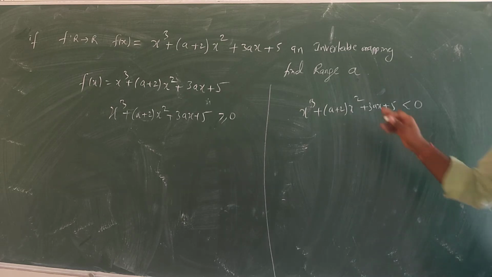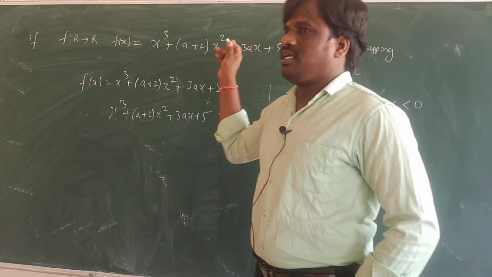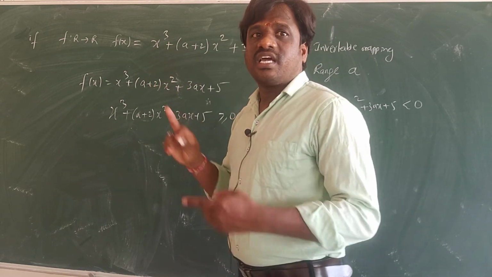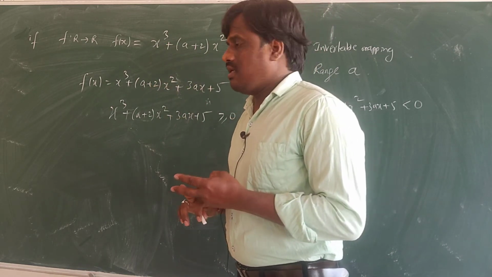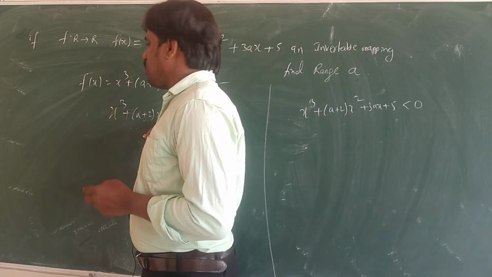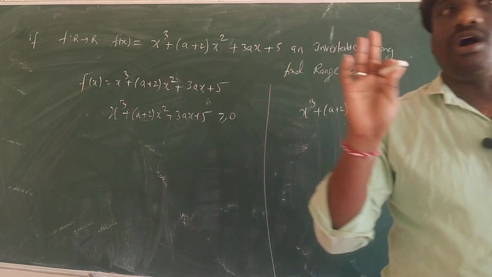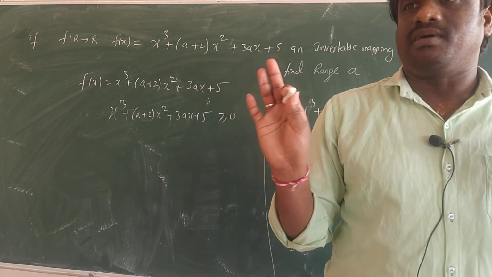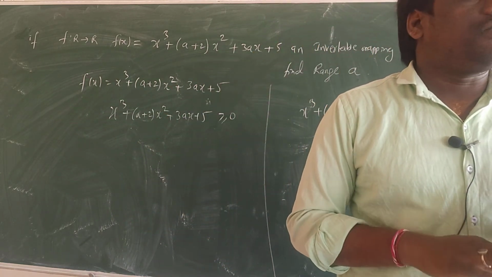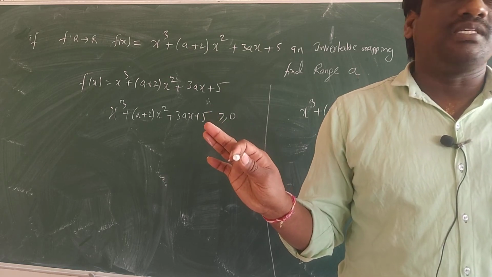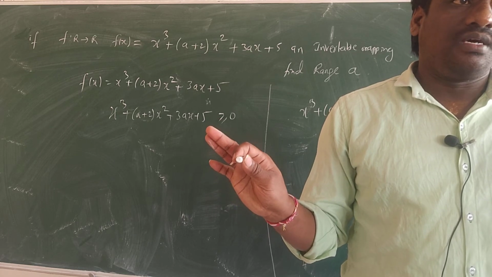Because see here, it is invertible, which means it is an onto function also. Onto function means range is equal to codomain. What is the range here? Range we don't know. Let's see. Remember this: for an odd degree polynomial function, the range is always R. R means what? Real. Okay.